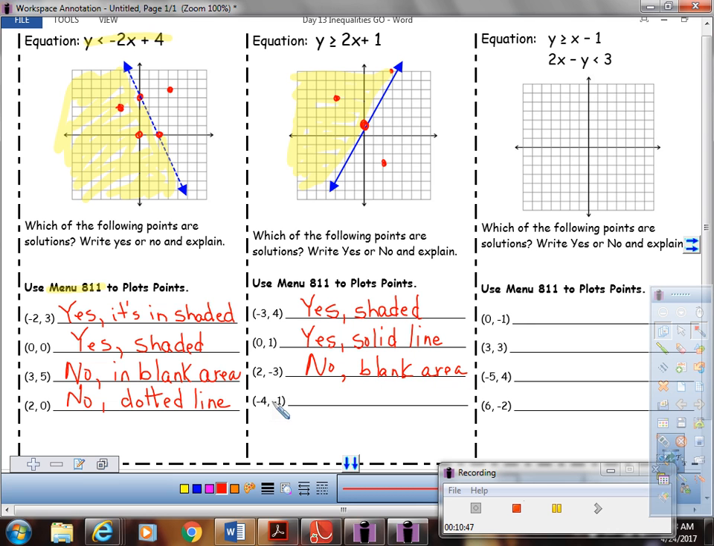And then this is a yes or no? Yes. That's a yes. It went 1, 2, 3, 4. Okay, right there. So yep, it's in the shaded.